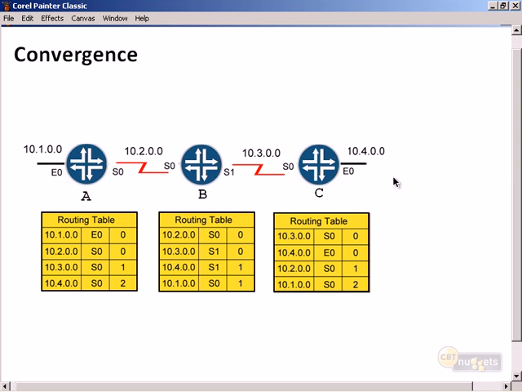So because of the routing loops, distance vector protocols have lots of mechanisms in place to help countermeasure and solve some of these problems. Let's talk about some of those mechanisms.